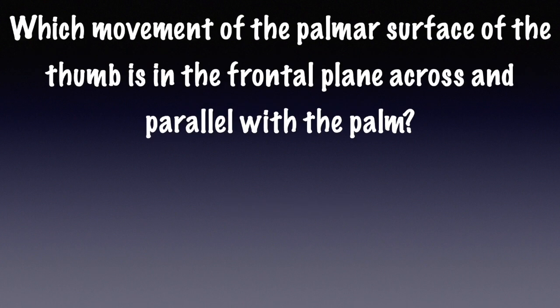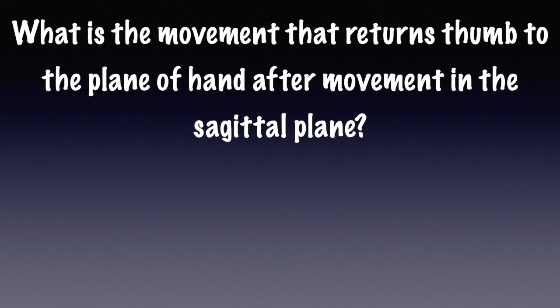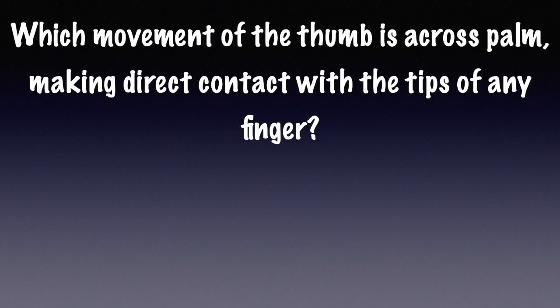Which movement of the palmar surface of the thumb is in the frontal plane across and parallel with the palm? Flexion. What is the movement that returns thumb to the plane of hand after movement in the sagittal plane? Adduction. Which movement of the thumb is across palm, making direct contact with the tips of any finger? Opposition.